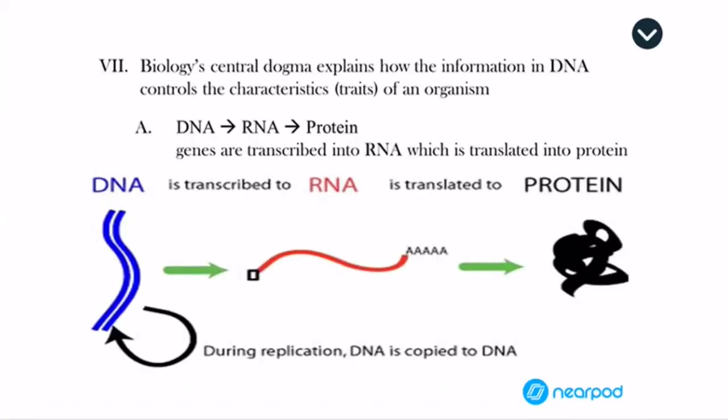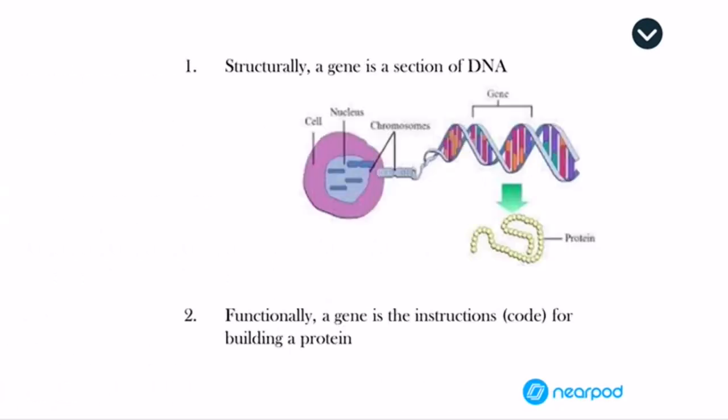We call this idea, this connection between DNA, RNA, and protein, the central dogma of biology, the big idea of biology. So DNA is your genes, RNA is what it's copied into, and that causes proteins to be built, which causes your traits. And so DNA is transcribed into RNA, which is translated into protein.